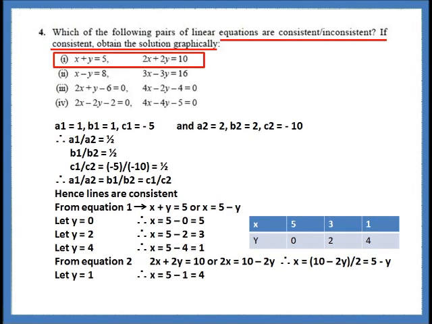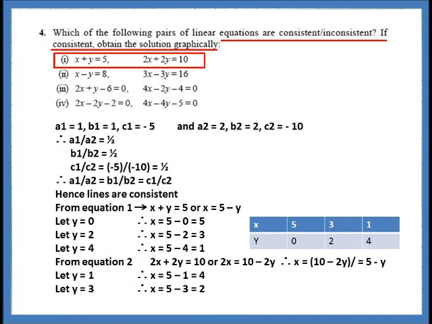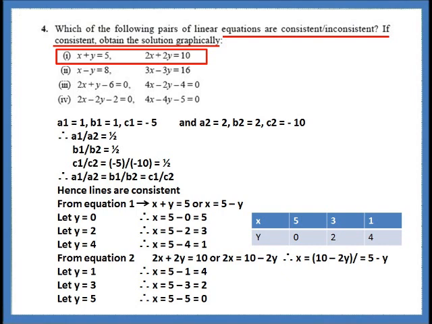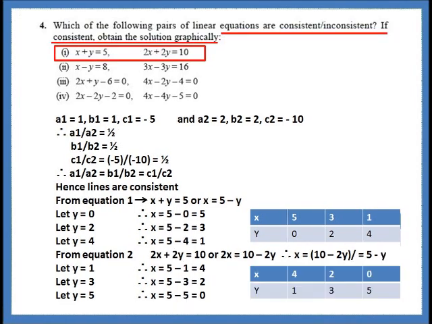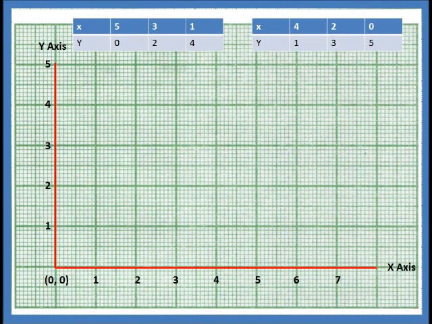Let y = 1, therefore x = 5 - 1 = 4. Let y = 3, therefore x = 5 - 3 = 2. Let y = 5, therefore x = 5 - 5, that is equal to 0. Arranging all these three sets of values in tabular form, we find that x = 4 for y = 1, x = 2 for y = 3 and x = 0 for y = 5.